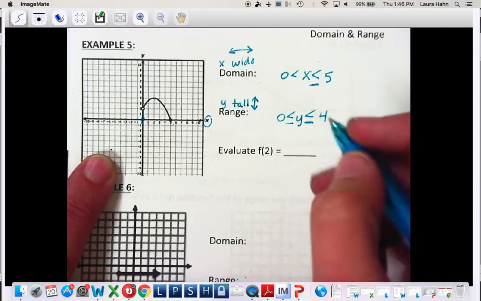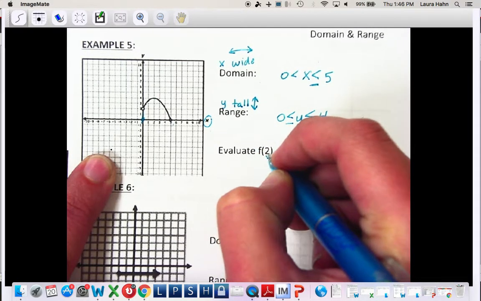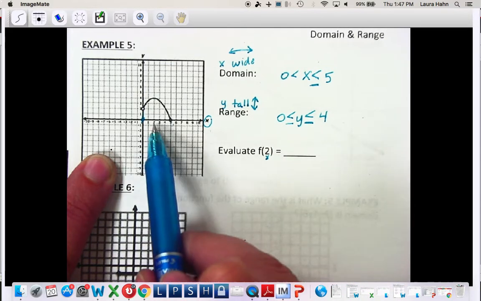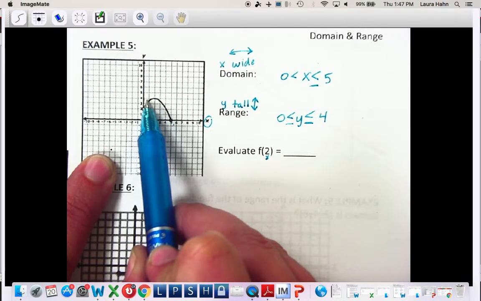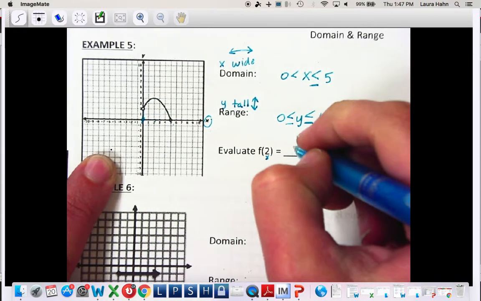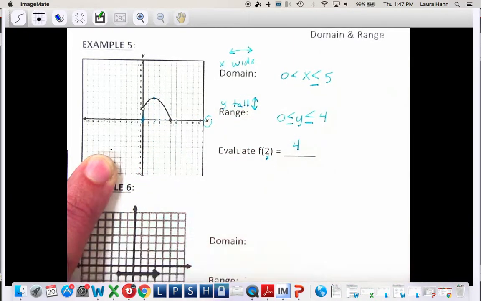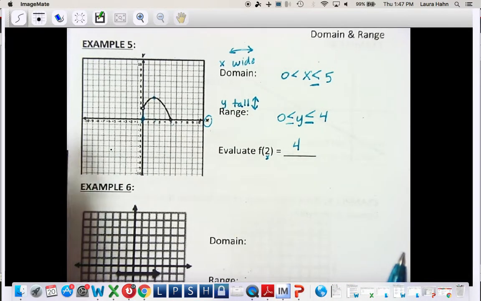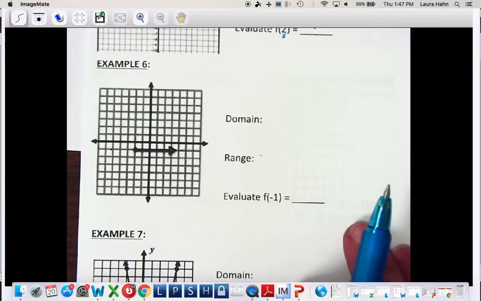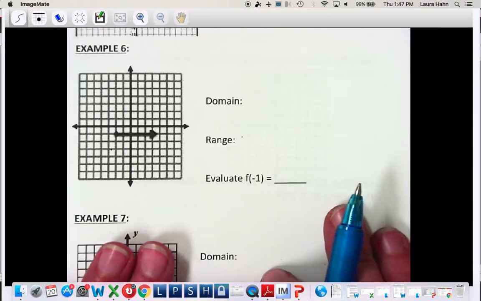All right, evaluate. Let's figure out what y is when x is 2. So x is 2 here, and I have to trace up. At 2, you go up until you hit the graph, which is there. That dot is at a height of 4. So y is 4 when x is 2. And I know I'm rewriting this stuff over and over again, but that's because I want you to memorize it until you're sick of it.